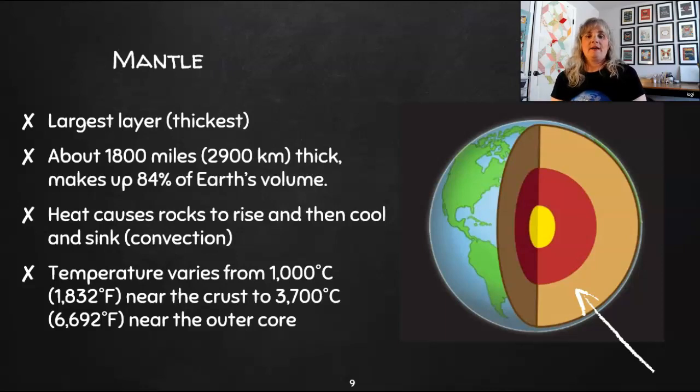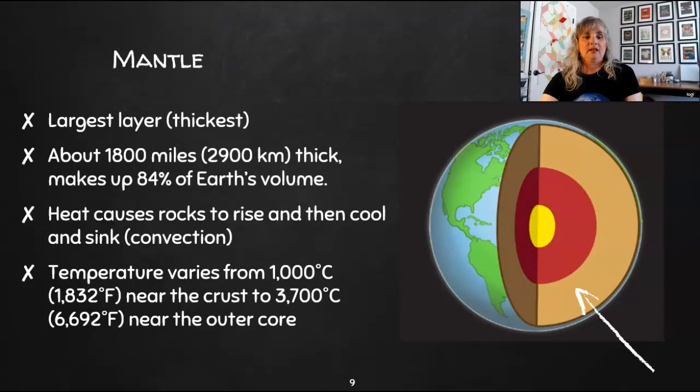So the mantle can be about 1,800 degrees near the crust, versus almost 6,700 degrees Fahrenheit near the outer core. So there's a big variety of temperatures in the mantle.